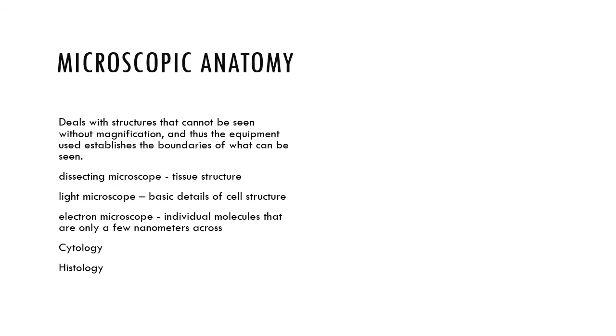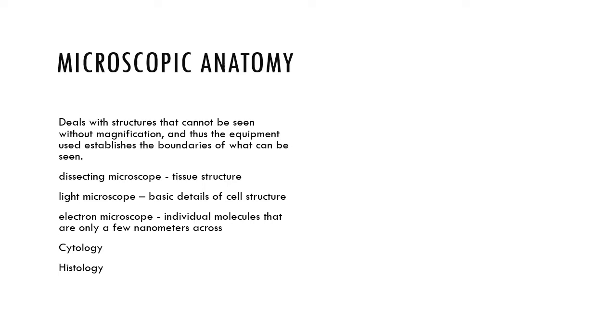Microscopic anatomy, these are structures that can't be seen without magnification, so we have to use special equipment. First of all, we started off with dissecting microscopes, so we can see different tissue structures. So we could have an organ, say like the pancreas, and it's made up of different tissues. It's what's known as an exocrine and an endocrine organ. So it secretes things to help with digestion, yet it also helps control blood sugar. So there's two different tissues that make up the pancreas. And before the microscope, we didn't notice the difference between the two. It was just pancreas.